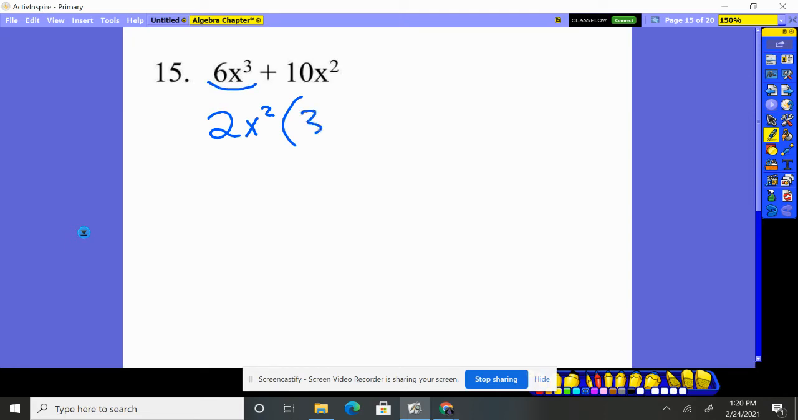Well, 2 times 3 gives you the 6. x squared times an x would give you x cubed. 2 times what gives you 10? 5. And you've already pulled all the x squareds out, so that's it.